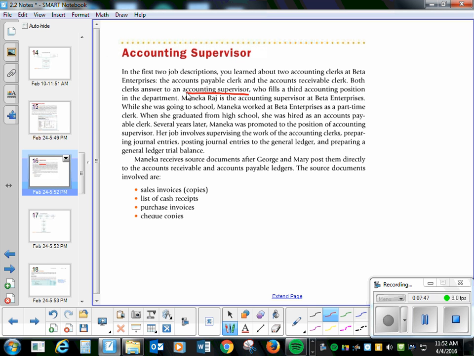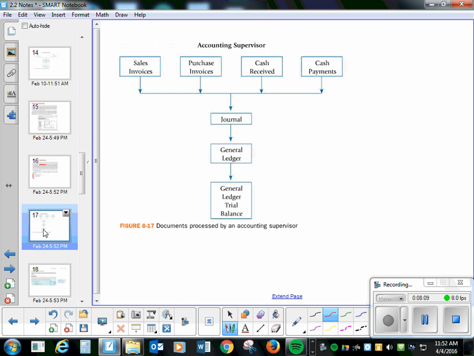Her job involves supervising the work of the accounting clerks, preparing journal entries, posting journal entries to the general ledger, and preparing a general ledger trial balance. Manika receives source documents after George and Mary post them directly to the accounts receivable and accounts payable ledgers. So the four things that Manika would deal with are right there at the top. From there, things go into the journal. From there, they go into the general ledger. And from there, they go into making a trial balance.